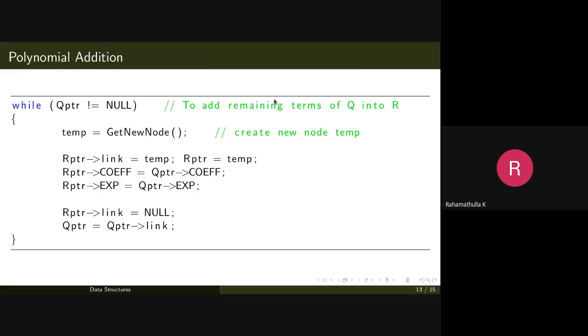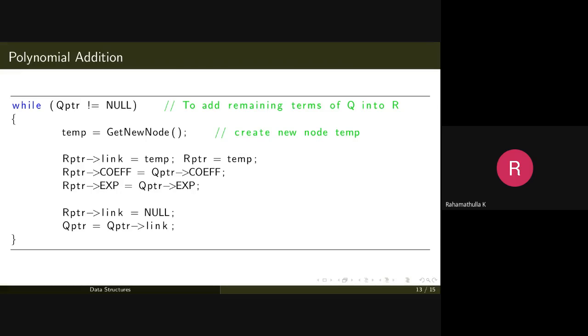If the first polynomial to get exhausted was p, then this while loop will execute and the qptr is not equal to null. Till then you copy all the nodes to the resultant polynomial by incrementing the pointer qptr at each iteration.